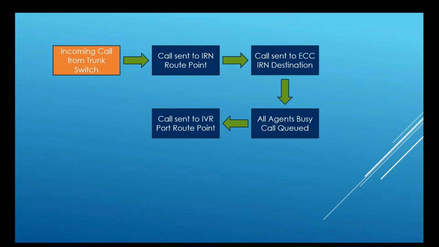But this is a set of route points that have a different purpose. We call these the IVR ports. These are also a group of route points that are set up and assigned to the contact center server, but their purpose is different from the IRN route points. The purpose of the IVR port route points is basically it's an extension that the contact center server can park a call on anytime that the server itself needs to send some kind of media to the call. So that could be music on hold, announcements or messages that we play through a script potentially.